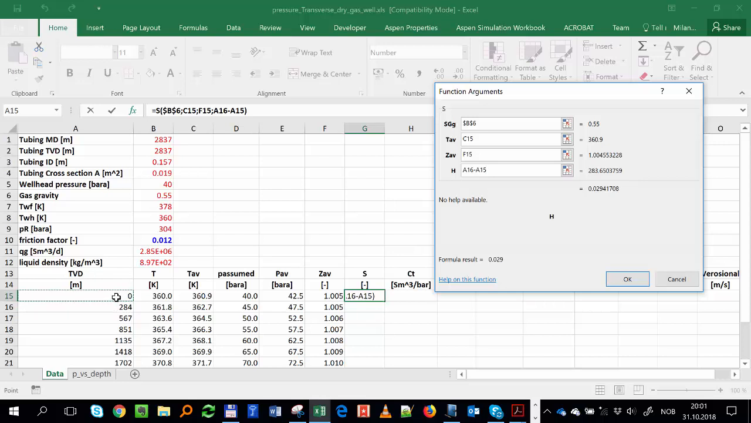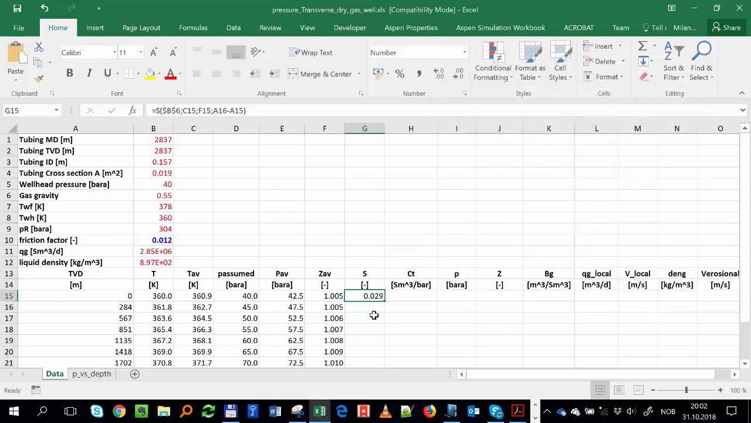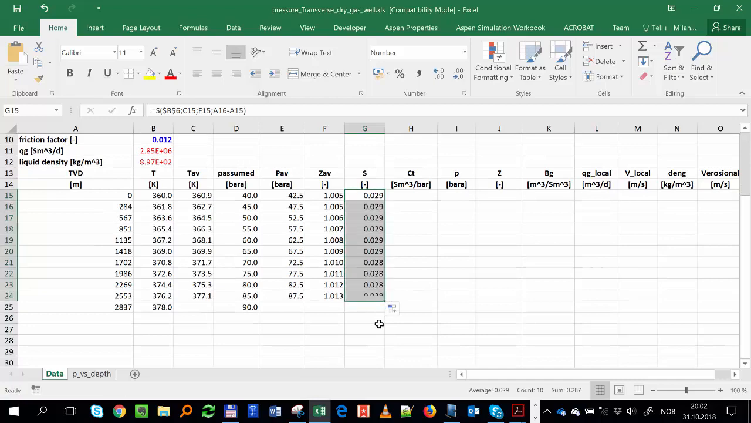The elevation of the segment, the difference in height of the segment. So specific gravity of the gas, average temperature of the segment, average deviation factor of the segment, and not the length but the elevation of the segment, the height of the segment. And I'm getting a number, 0.29. What number did we have yesterday, if you remember? I think it was 0.3. I think so. And then I drag it down for all the segments that I have.